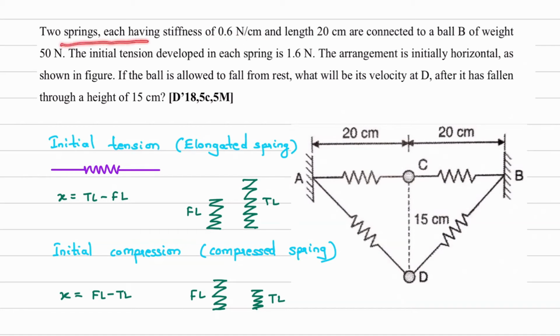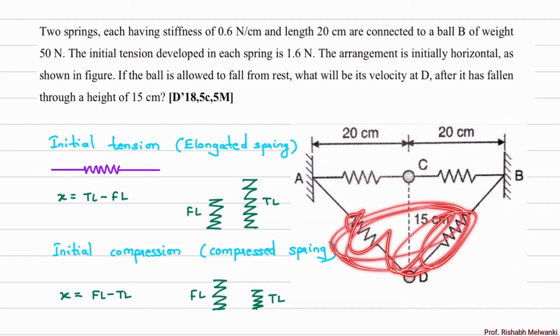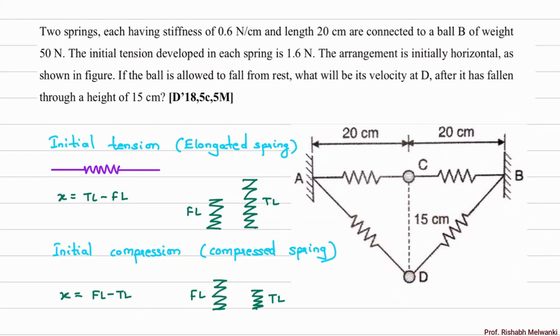Two springs, each having stiffness of 0.6 Newton per centimeter. So here you can see. Now forget about this bottom spring. This is not there. This is part 2 of the question. So we have two springs. A ball is attached over here. One more spring is there. Two springs each having stiffness, so here also 0.6 Newton per centimeter. Here also stiffness K is 0.6 Newton per centimeter. And length 20 centimeter are connected to a ball.